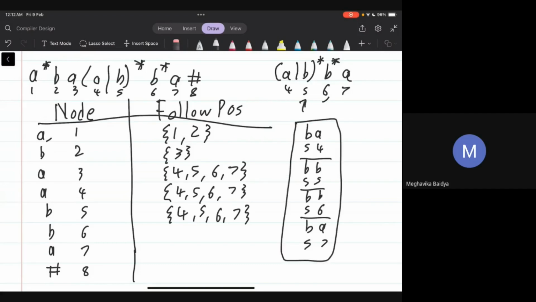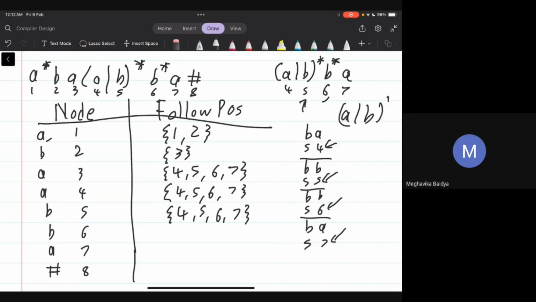That means it can occur with 4, 5, 6, and 7. B can be followed by 4, 5, 6, 7. Why did you take 4? 4 is already left and it can't be a follow up. There's this, right, A or B star, no? But A is always before B, right? No, no, no. It's this or that. Or means you can take however you want.